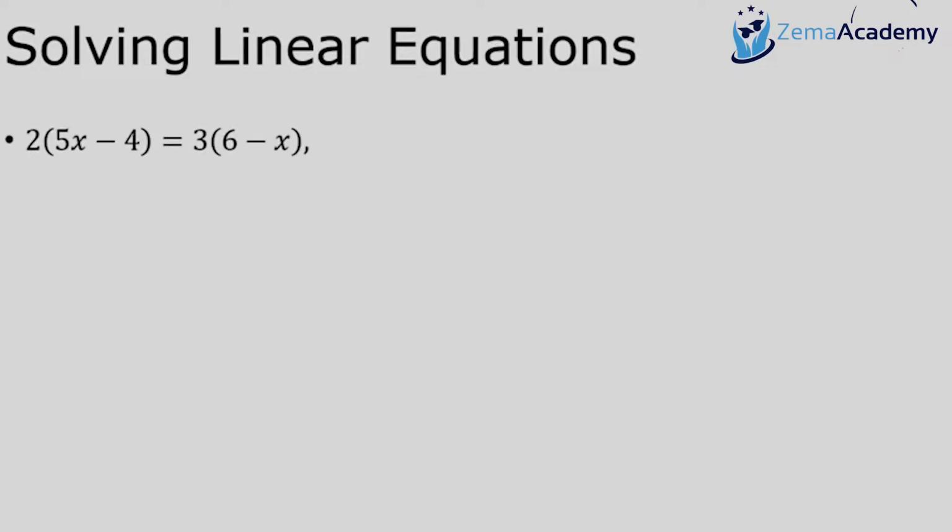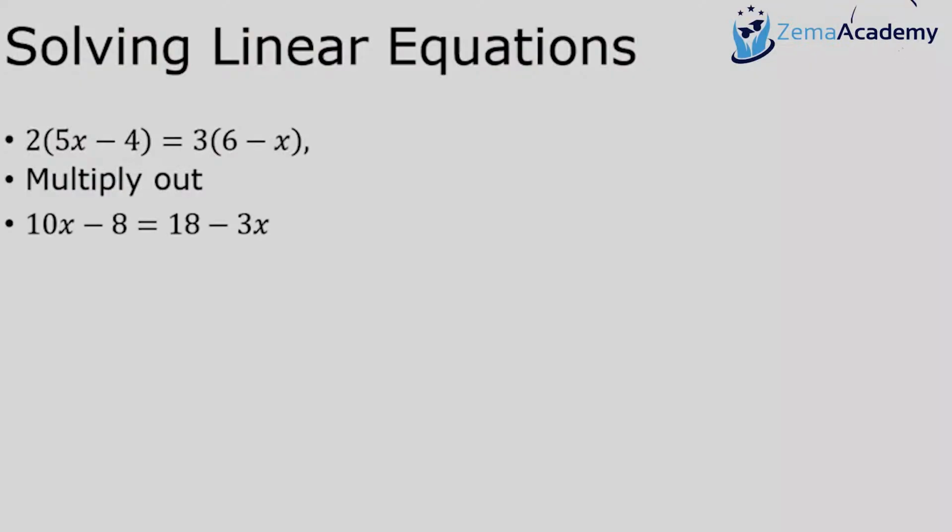Here's a simple example. We have 2 open brackets 5x minus 4 close brackets equals 3 open brackets 6 minus x close brackets. The first thing we need to do is just follow the standard BIDMAS or BODMAS process. We deal with the brackets and multiply those out. And that gives us 10x minus 8 equals 18 minus 3x. Multiplying everything on the left inside the bracket by 2, and everything on the right inside the bracket by 3.